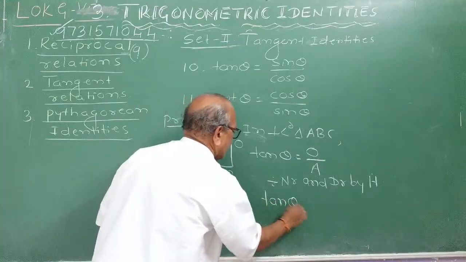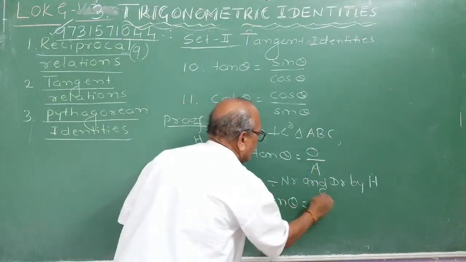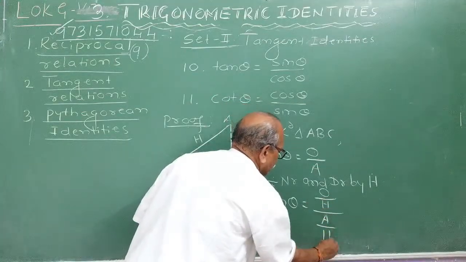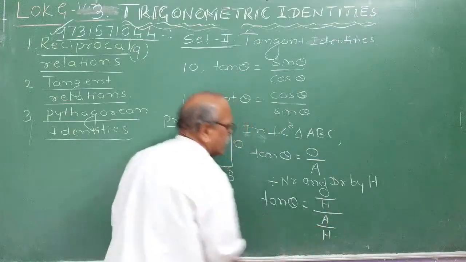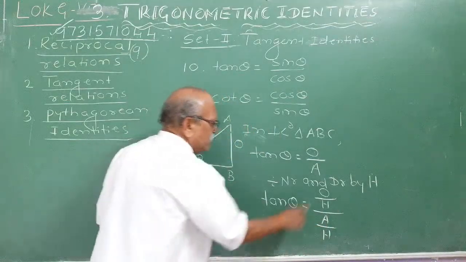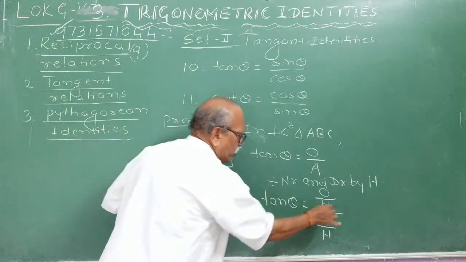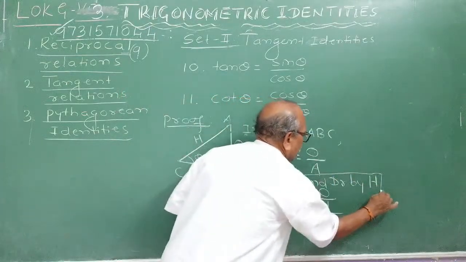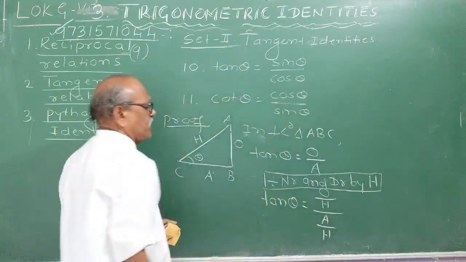I can write tan theta as O by h divided by A by h. This is one mathematical arrangement. h gets cancelled. Is the original ratio changed? No, because h cancels. This is called the arrangement skill. Divide numerator and denominator by h.